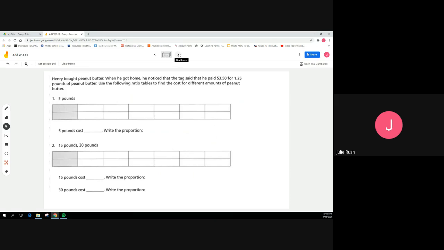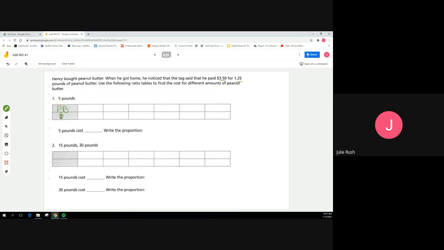Henry bought peanut butter. When he got home, he noticed that the tag said he paid $3.50 for 1.25 pounds of peanut butter. Use the following ratio tables to find the cost for different amounts of peanut butter. I put peanut butter on the top, so if you want to follow along with me, you'll want to put peanut butter on the top, and then I put money on the bottom.